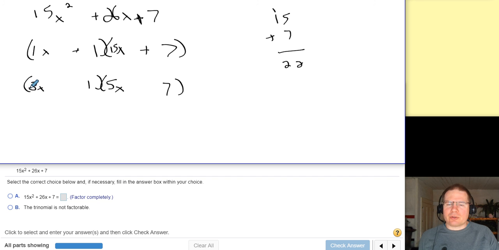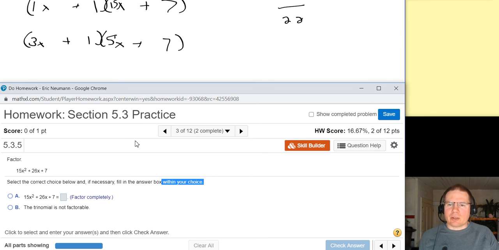3 times 7 is 21x. 1 times 5 is 5x. 21 plus 5 is 26. And just double check, 3 times 5 is 15. 1 times 7 is 7. There we go. So here's 3x plus 1, 5x plus 7.